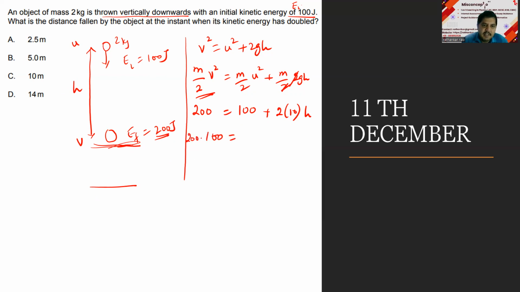Let me elaborate this step. I'll bring this to this side: 200 minus 100 is equal to 20h, so 100 is equal to 20h. h should be equal to 100 divided by 20, which is 5 meters. Thus, the answer is B. Very, very easy question. Only thing is, you have to write it appropriately.